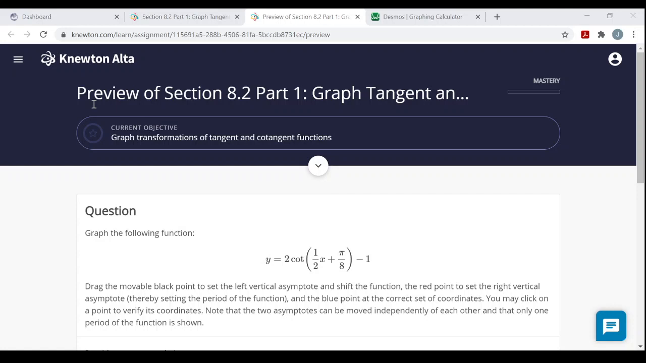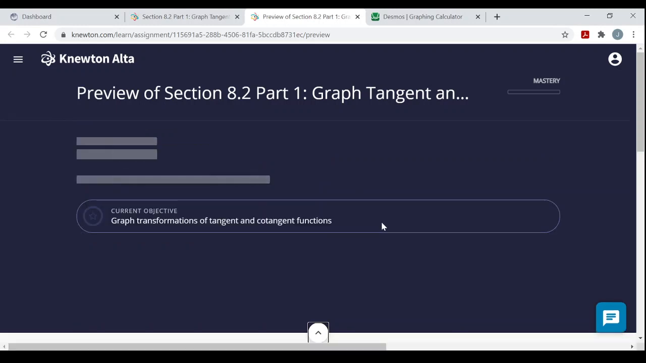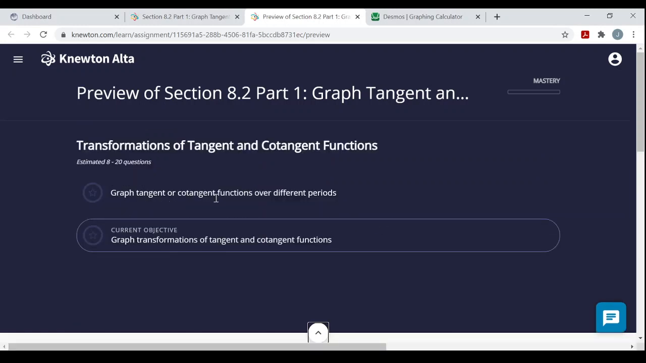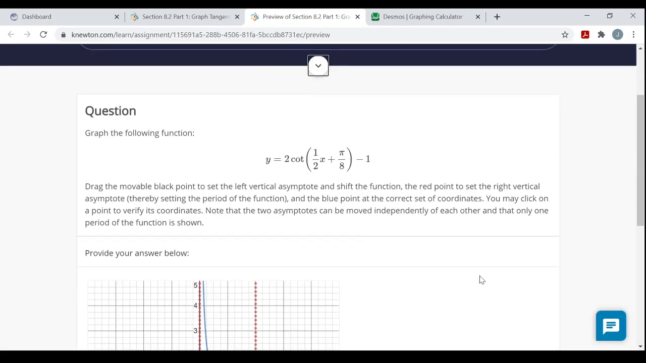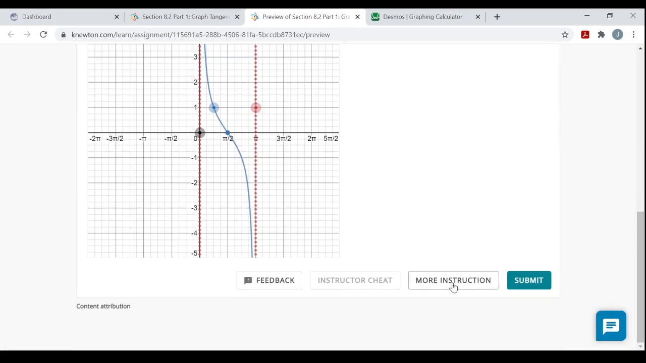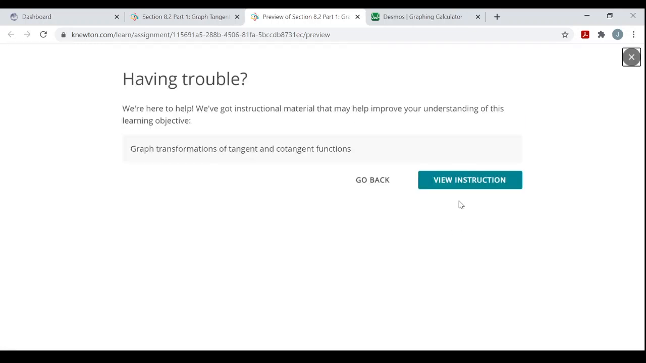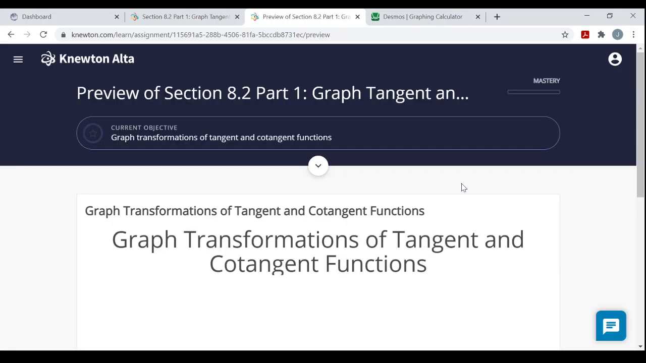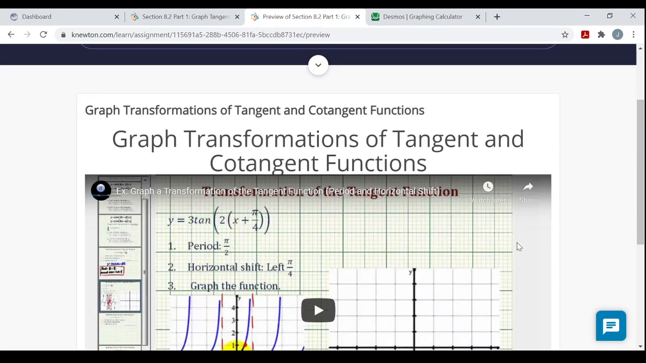Here I am again. Section 8.2 part 1's KnewtonAlta homework, Mastery bar, has two objectives. Click here. There's graph the tangent or cotangent functions over different periods. And the objective on the question I currently have is graph transformations of tangent and cotangent functions. It's the first time I'm seeing this objective, so I will go to More Instruction and View Instruction. Now, looks like there's a video here.